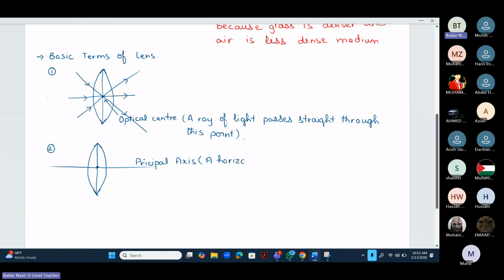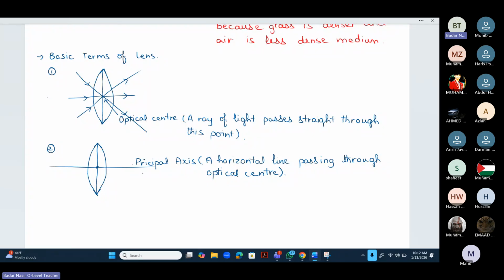Horizontal line passing through optical center. If you have any question, please drop me a text on WhatsApp. I'll respond back to you from there after reading it.